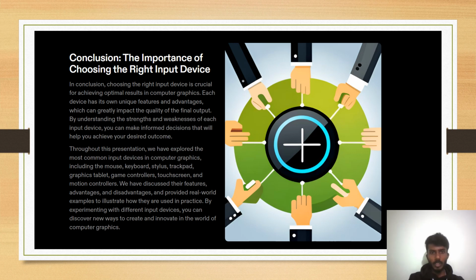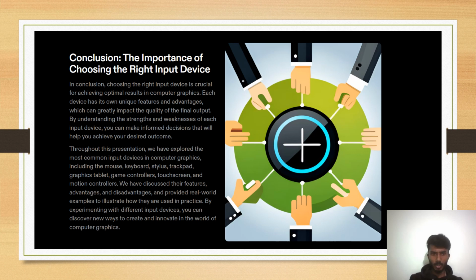So what is the conclusion of this video? Choosing the right input device is crucial for achieving optimal results in computer graphics. Each device has its own unique features and advantages, which may have an impact on the quality of the final output. By understanding the strengths and weaknesses of each input device, you can make informed decisions that will help you achieve your desired outcomes.